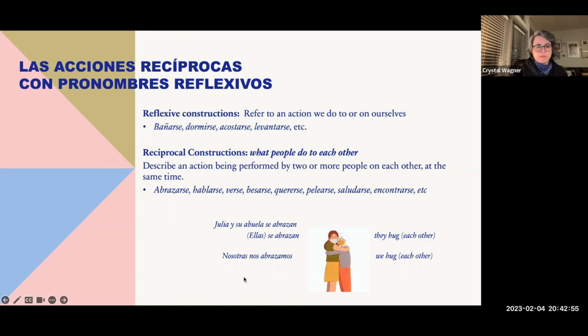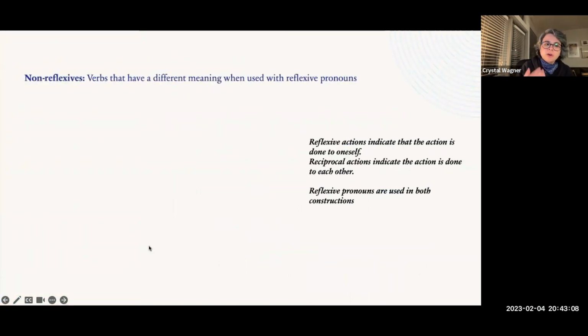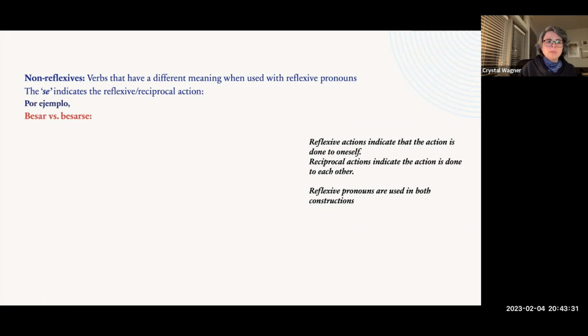With reciprocal ones, however, we have an action that is done between two people. So, for example, Julia y su abuela se abrazan, right? They hug each other. Or nosotras nos abrazamos. There are verbs that are not necessarily reflexive, but if you attach the pronouns to them, then the meaning will change. The same goes for reciprocal. Now, let's look at, for example, the verb besar. You could say, yo beso a mi mamá, right? I kiss my mom, say on her head or her cheek, versus yo y mi novia, or nosotros nos besamos, right? Like you kiss each other.